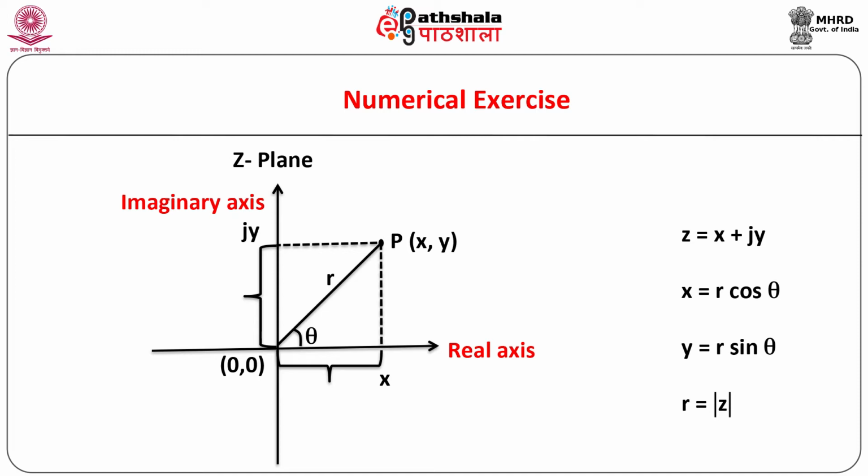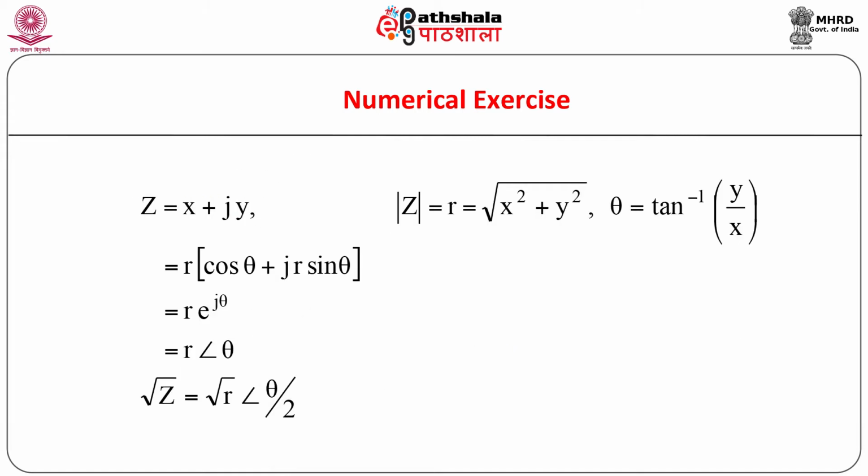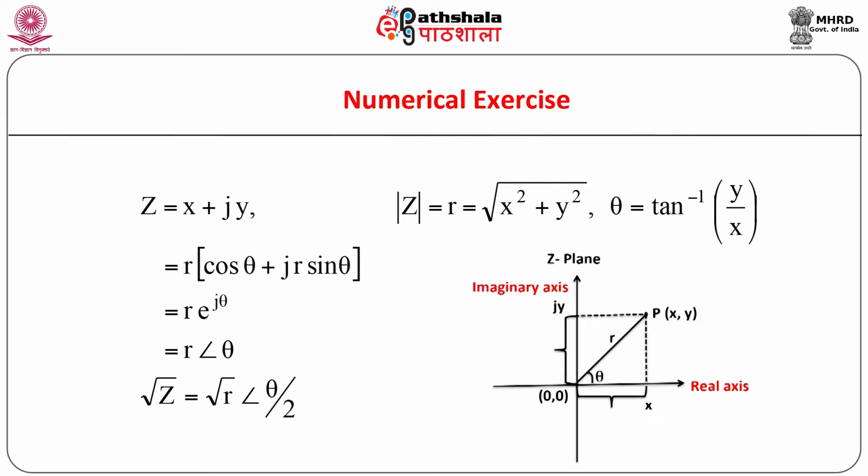We are familiar with the representation of a complex number on the complex plane. For example, see the representation of a number z is equal to x plus jy, where j is the positive square root of -1. A complex number can be expressed in different ways. In the Cartesian coordinate system, a complex number z is equal to x plus jy is represented by a point P(x,y) in the complex plane as shown.